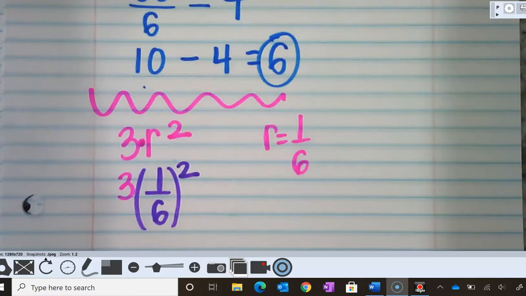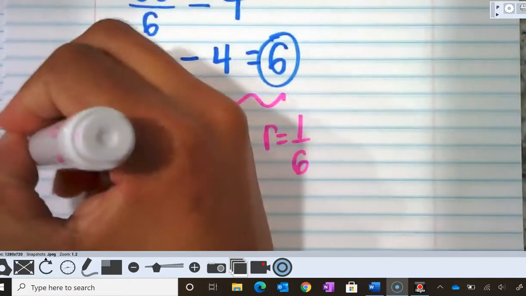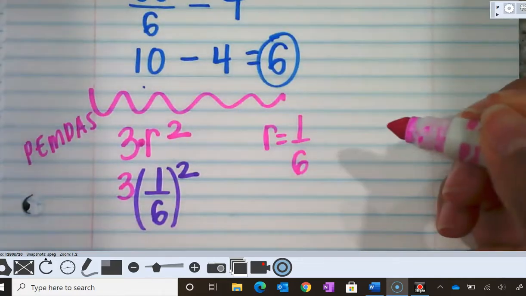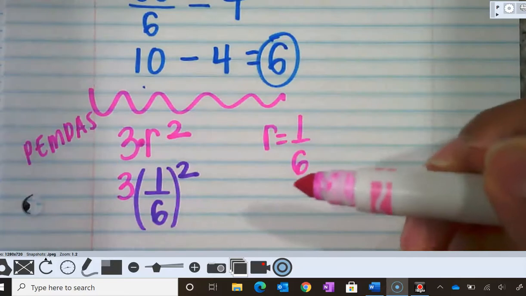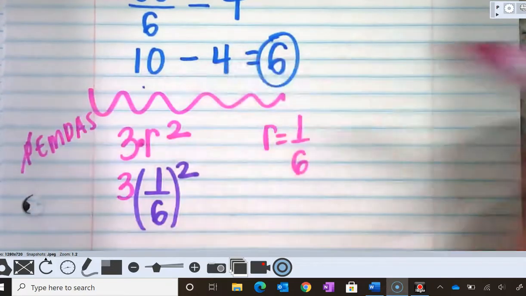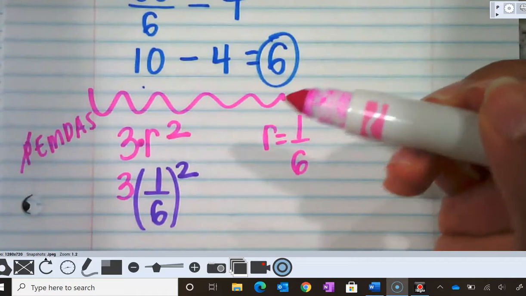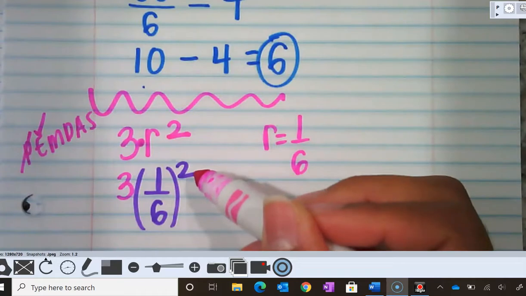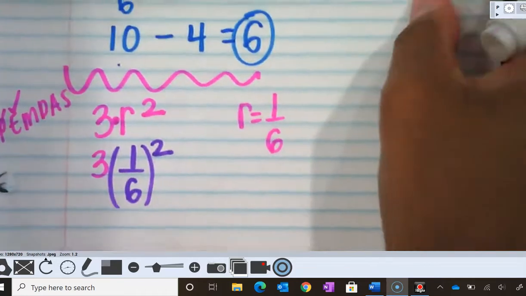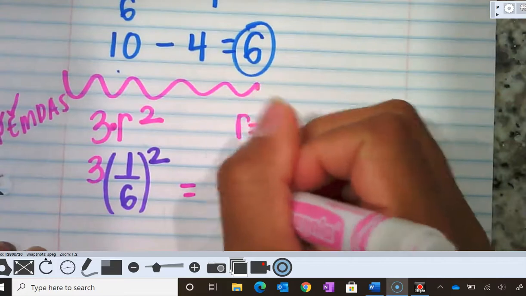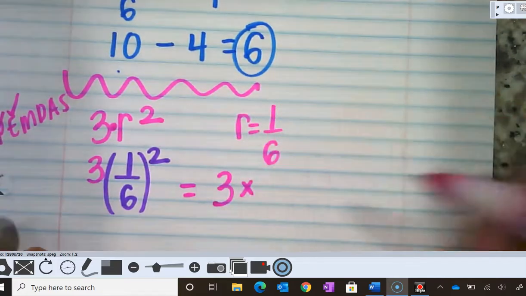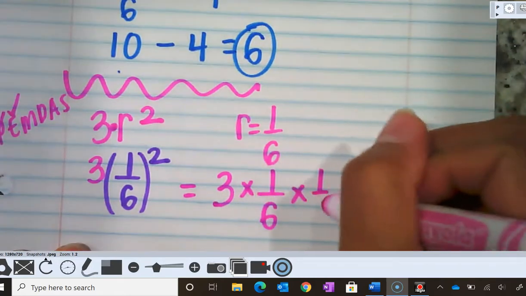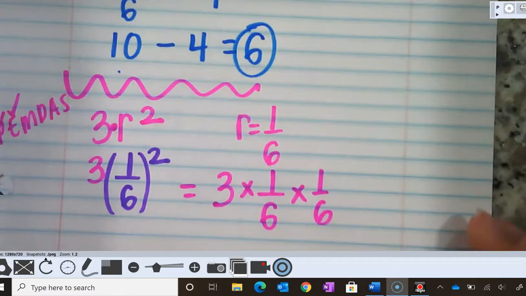So what am I going to do first? Parentheses, exponents, multiplication, division, addition, subtraction. I have a parentheses, but there's nothing in the parentheses for me to do. So, no parentheses. Do I have exponents? I sure do. So 1/6 is to the second power. So I'm going to rewrite this problem as 3 times 1/6 times 1/6. Why did I do that?